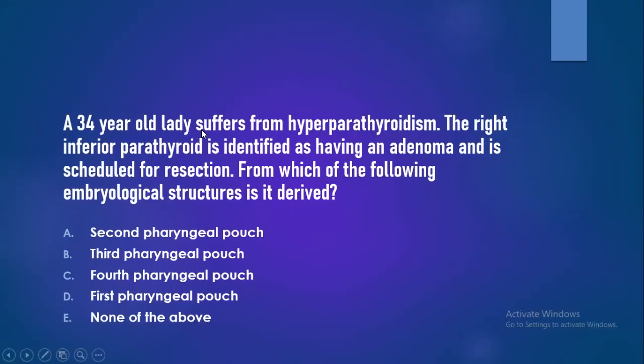A 34-year-old lady suffers from hyperparathyroidism. The right inferior parathyroid is identified as having an adenoma and is scheduled for resection. From which of the following embryonic structures is it derived? The third pharyngeal pouch.